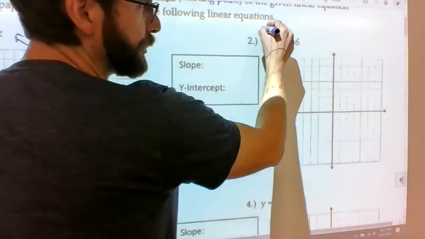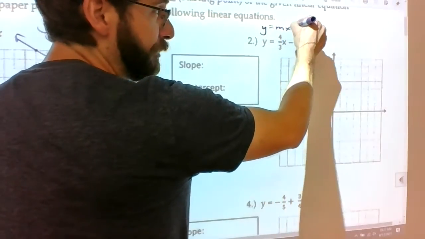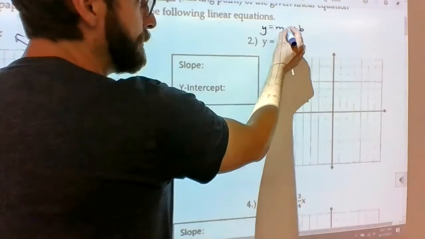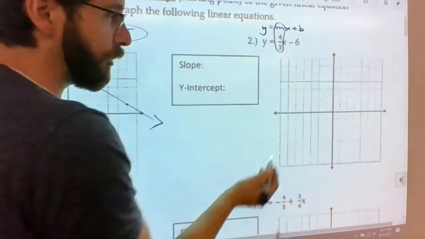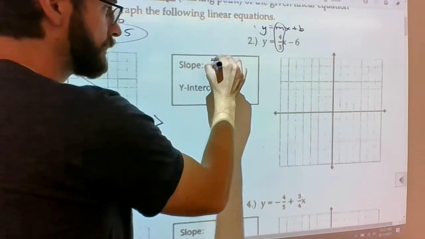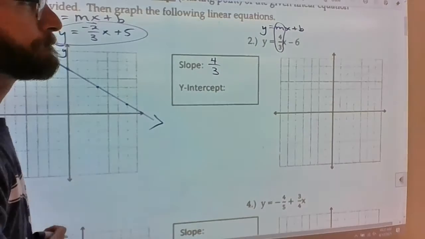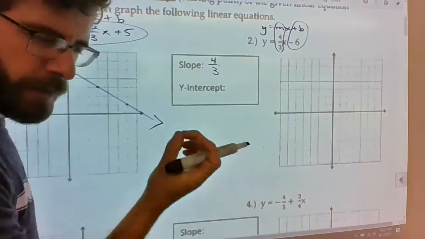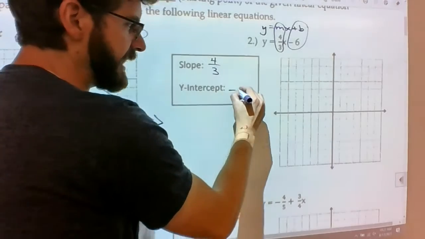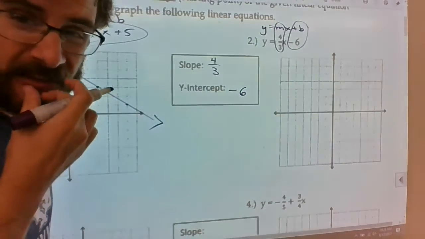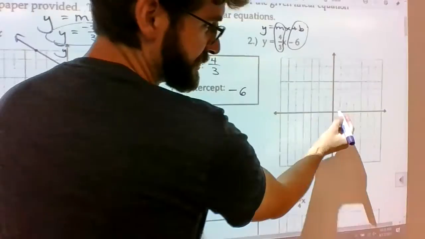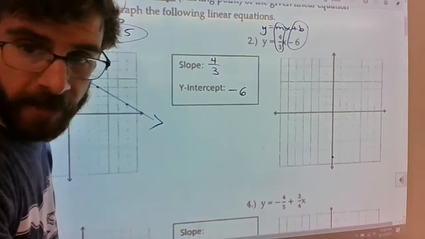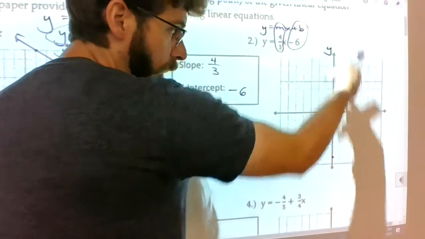So hopefully right away you guys recognize this is in the form that we want it to be. The m is literally already spelled out for us. It's 4/3. The b is, instead of +6, it's -6, so we really have to pay attention that this is a -6, which means it's below the origin to start this thing. So down 1, 2, 3, 4, 5, 6 would be our starting point, our first plotted point on the y-axis.